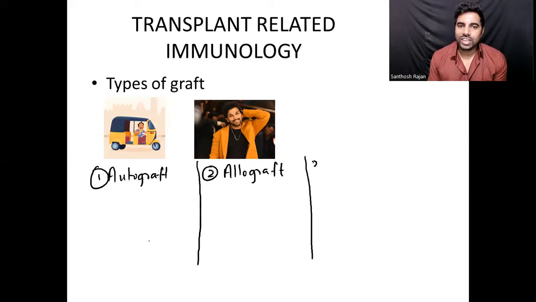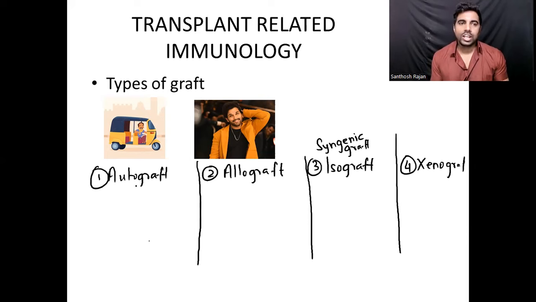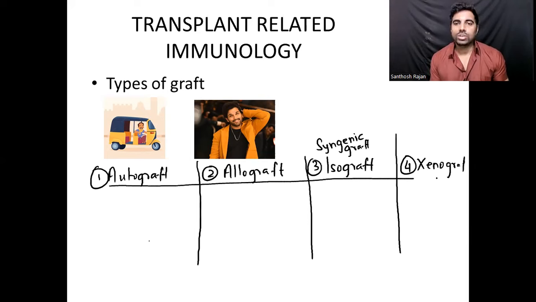Okay, and then we have the iso. Isograft, or also we call it syngenic graft. Sometimes people ask this question and you get confused. So syngenic graft. And the last one is xenograft. So autograft, allograft, isograft, xenograft.